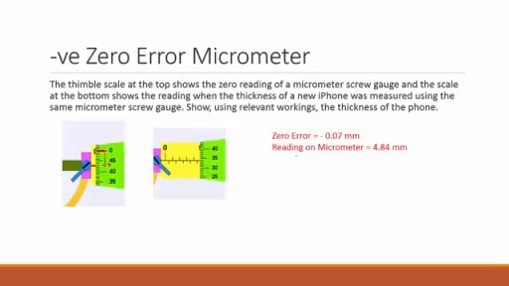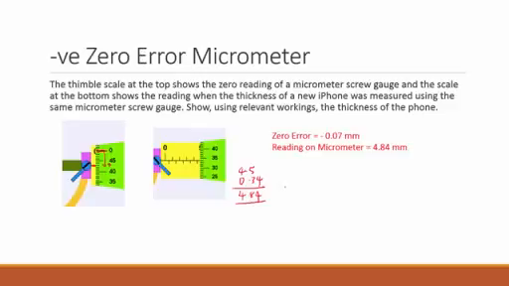The reading of the micrometer is the observed reading. So also practice: this is 1, 2, 3, 4, 4.5. So you have 4.5. Then this reading is actually 30, 31, 32, 33, 34. So you just add 0.34. So the reading is actually 4.84.